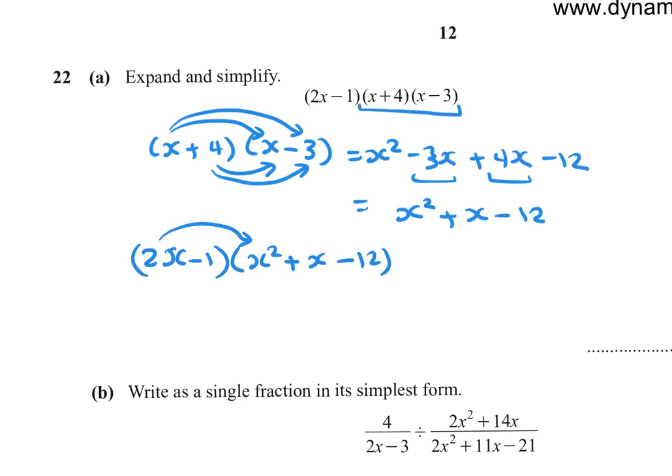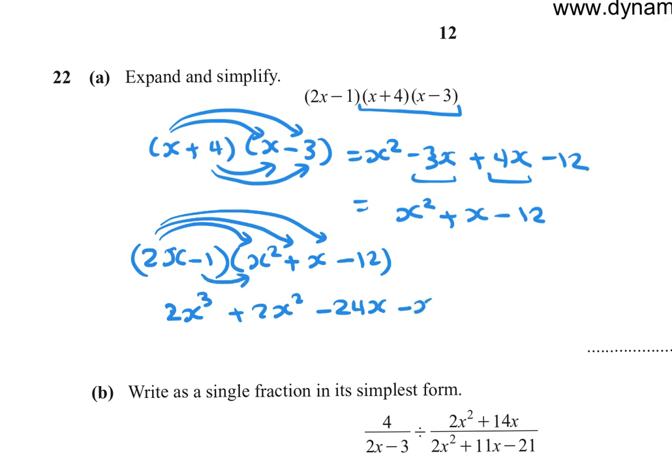2x times x squared equals 2x cubed. Then 2x times x, 2x squared. 2x times negative 12, negative 24x. Negative 1 times x squared, so negative x squared. And negative 1 times x, negative x. Negative 1 times negative 12, positive 12. Combine the like terms, so 2x cubed, and 2x squared minus x squared, so we have 1x squared, negative 24x and negative x, so negative 25x, plus 12.